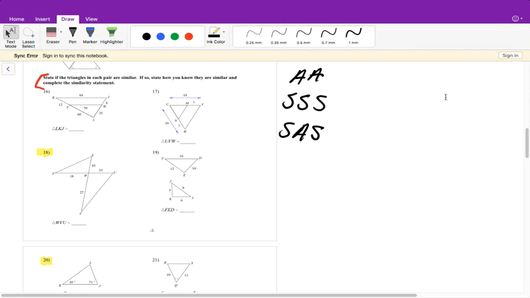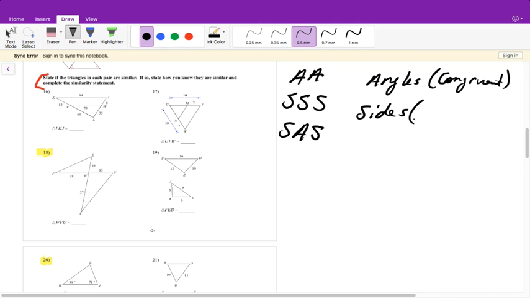When it was congruent, everything needed to be the same, but when it is similar, our angles still need to be congruent. That doesn't change, so the angle measurements still need to be the same. But now our sides, instead of being congruent, they need to be proportional. And that means that they need to have the same ratio. So that's why we're creating these fractions.